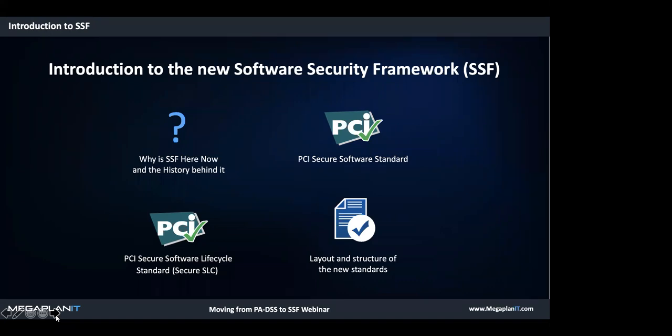So now let's talk a little bit about the structure of these 2 standards within the Software Security Framework. The Secure Software Standard is structured to have a core set of requirements. This is similar in concept to how PA-DSS is structured. The difference now is, in addition to the core requirements, there are also what are called supporting modules.